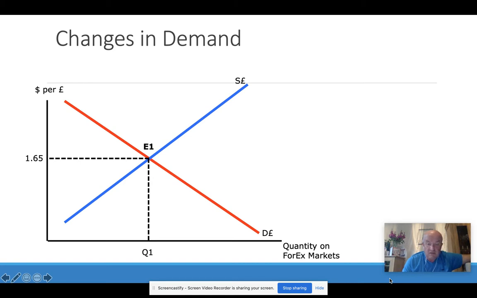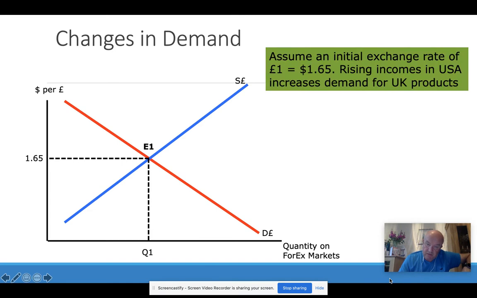If we're taking a look at this relatively simple diagram, we've got a supply and a demand curve for the number of pounds, so obviously the number of pounds that are supplied and the number of pounds that are demanded. We've got an equilibrium point at E1. So for quantity 1, we would be selling pounds at $1.65. We're assuming this initial exchange rate is £1 to $1.65.